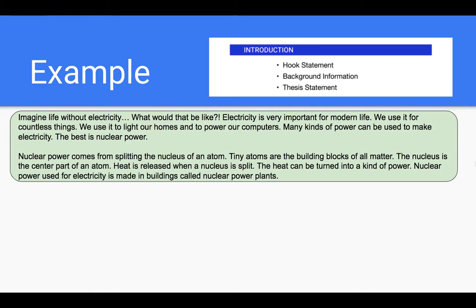Can you find the hook statement that catches your attention? That's right, that's at the beginning. Imagine life without electricity. What would that be like? It catches your attention and your imagination. Now, can you find the thesis statement? What is this person's opinion? Do they think nuclear is good or bad?